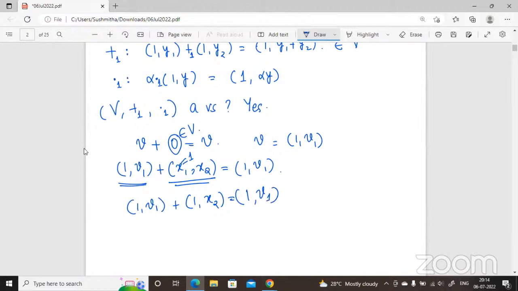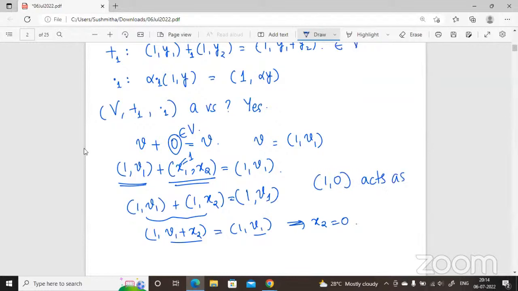0. Yes, because when I add these two vectors, what I'm going to get is (1, v1 plus x2). This should be equal to (1, v1). So when I equate these two components, I get x2 is equal to 0. So (1, 0) acts as the zero vector. It need not be equal to the usual (0, 0). That's what I was telling. There should be a vector which satisfies this, and this vector serves the purpose.